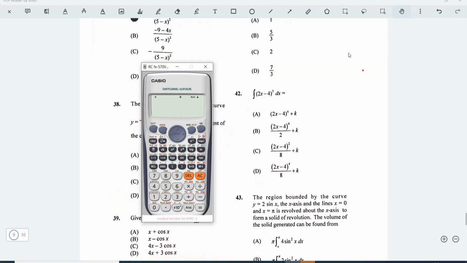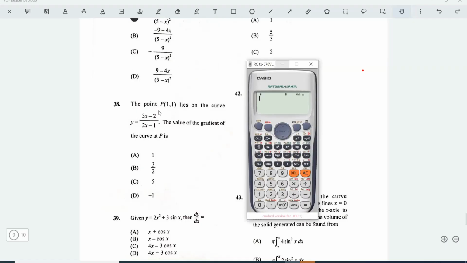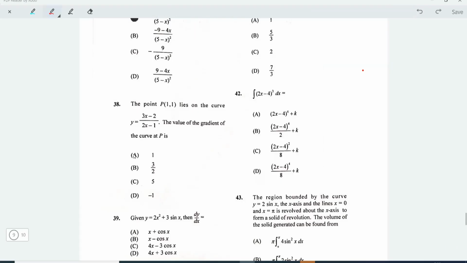Look at this right here. We want to find the derivative of this at P when x is 1. Just put this in your calculator. Use shift and d by dx of the curve. The curve is 3x minus 2 over 2x minus 1, and you plug in at the point where x is 1. Put that in, I get 1. So that means the gradient is 1 at that point, and we're done. Nice. We don't need to do anything. Can't be bothered to differentiate. Nice.